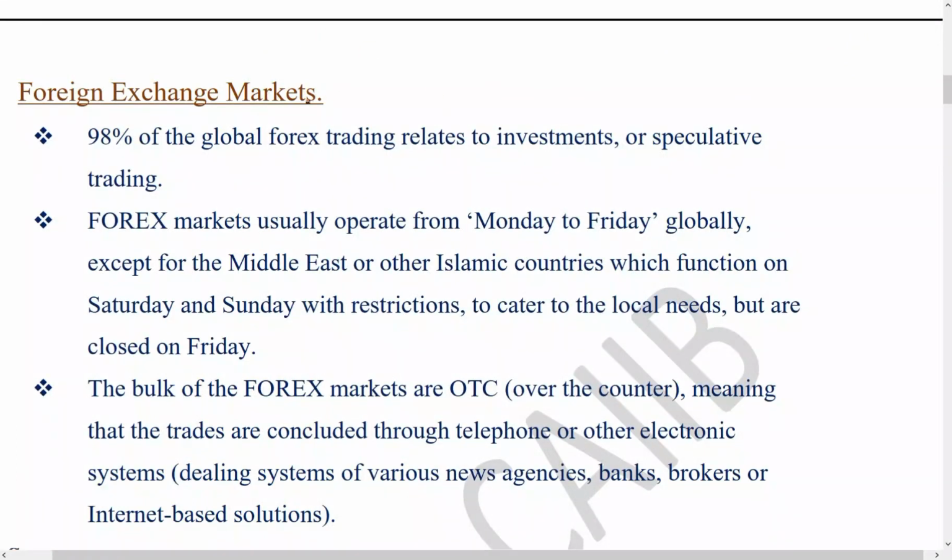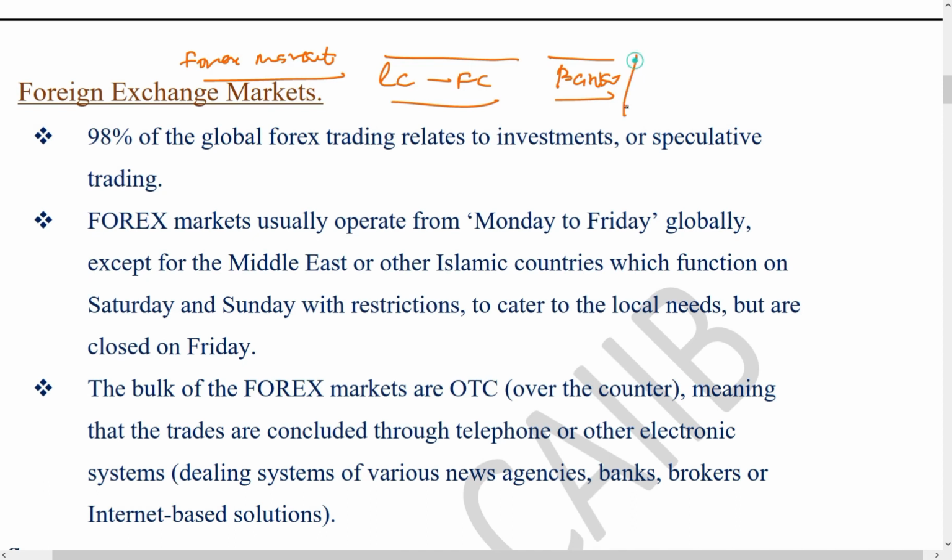Next, foreign exchange markets, which means the forex market. So what is the forex market? It is where you convert your local currency into foreign currency. As an individual, we go to the bank or some financial institution, exchange the money and transfer the funds abroad. Even if you want to make any investment abroad, or purchase any share outside of India, you have to go to the foreign exchange market and convert your money to foreign currency. Only then can you do it.